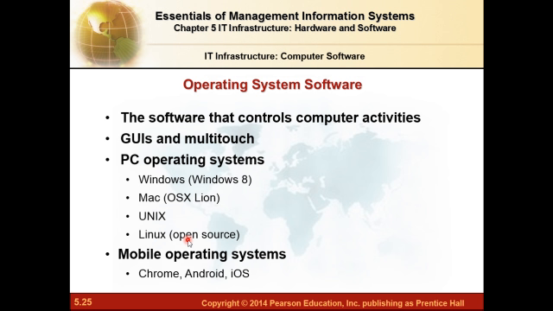Not only PCs have operating systems, because in the types of computer section, I told you that our smartphone can also be considered a computer. Actually, we are bringing our computer every day. So this small gadget has its own mobile operating system like Chrome, Android and also iOS. Chrome and Android are open source mobile operating systems.